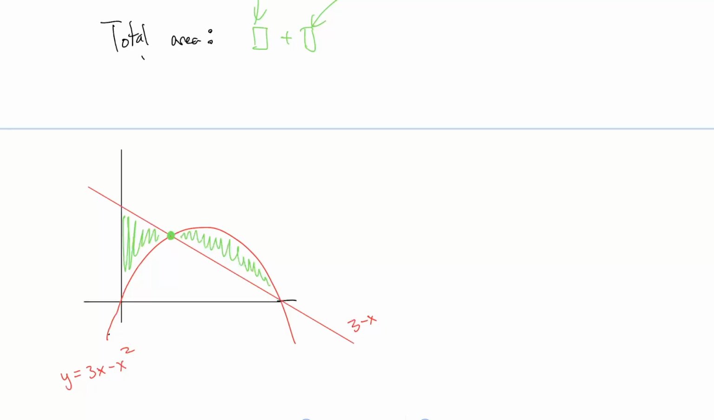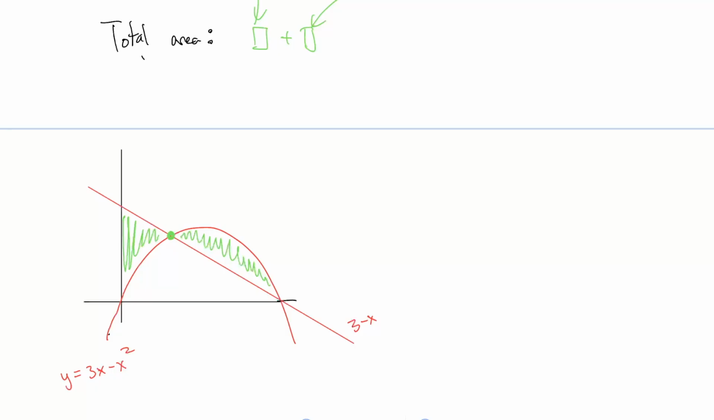That's 4x. And here we have negative x squared minus 3. We have two signs here, so plus 4x and minus 3. That's because of this minus here.